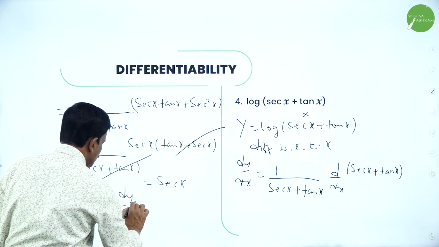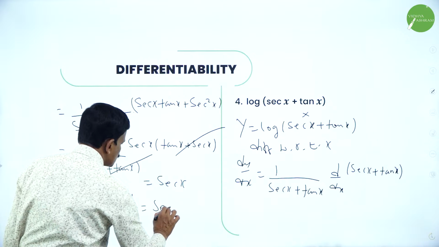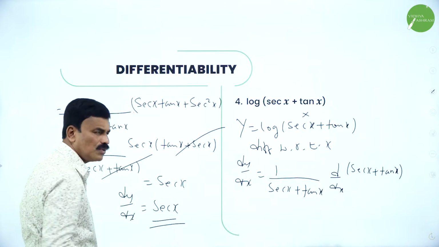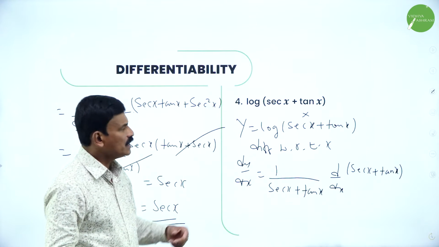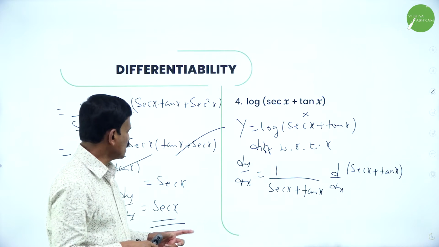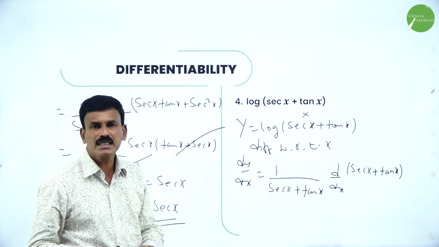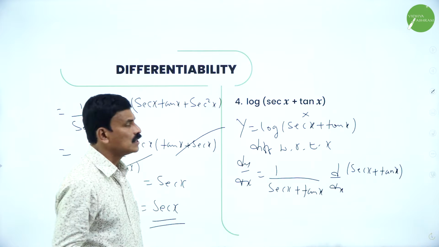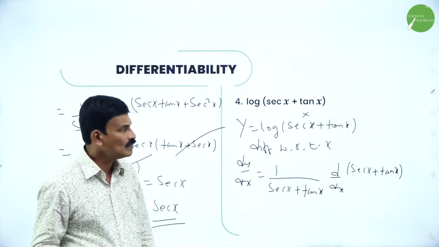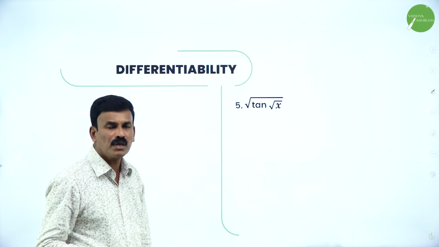So therefore dy by dx is equal to secant x. This is a very important problem. So d by dx of log of secant x plus tan x is always equal to secant x. That's it. Okay. Now let us come to the next problem. This is also an important problem.